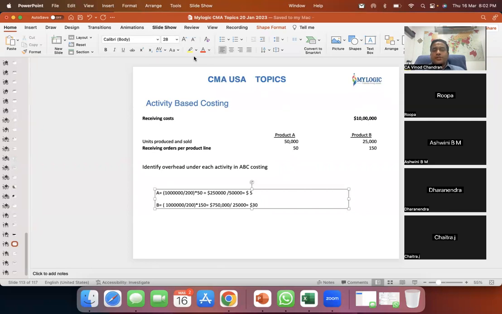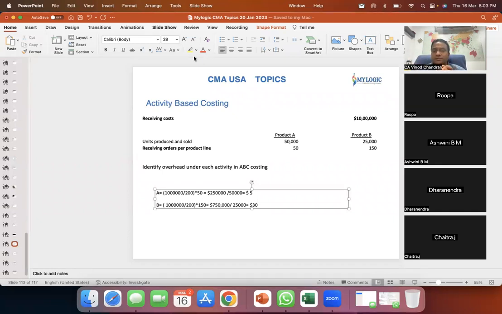Think on it. Any questions? Please respond. Otherwise, I assume it is clear. The way you need to look at it is the overall receiving is 200 times we received. Cost incurred is 10 lakhs. So each time, how much cost is incurred, you identify for product A and for product B.